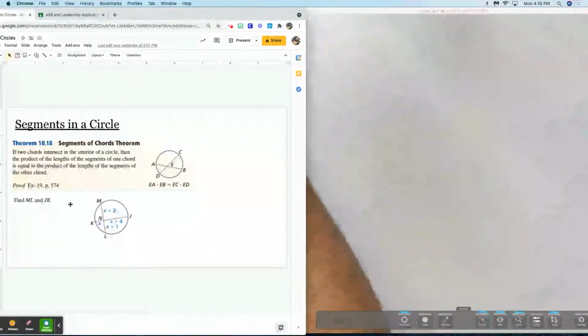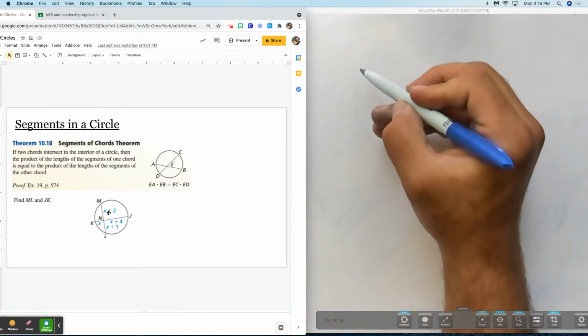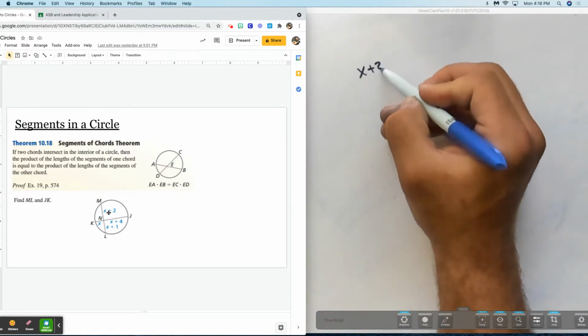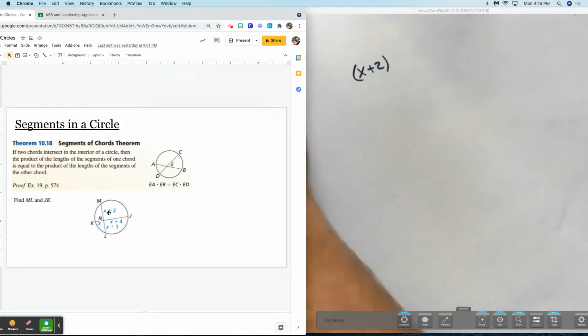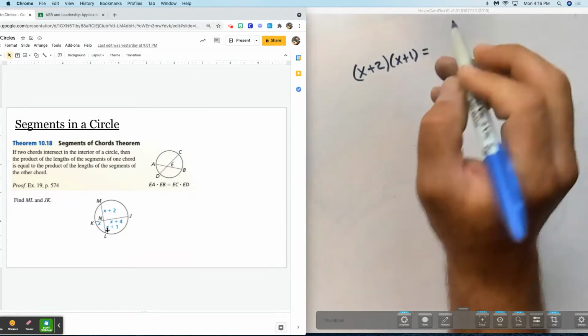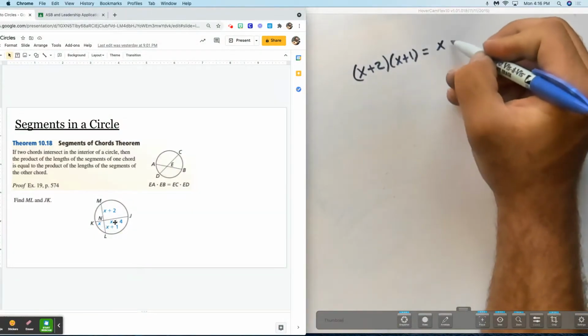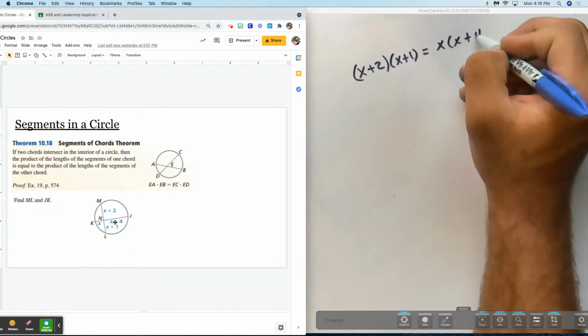Okay, so a problem would look something like this. We would take this segment, MN, which is x plus 2, and we would go x plus 2 times the other part of that segment, which is this one down here, x plus 1. And then we would set that equal to x, which is this down here, times x plus 4. So x times x plus 4.